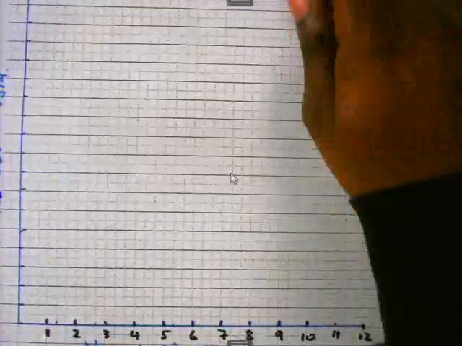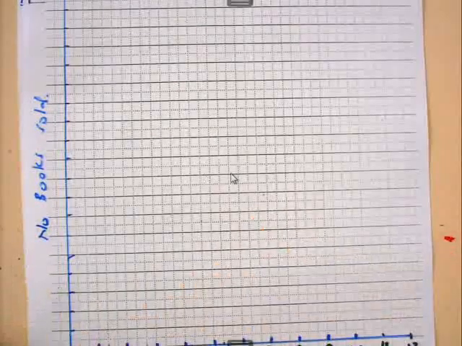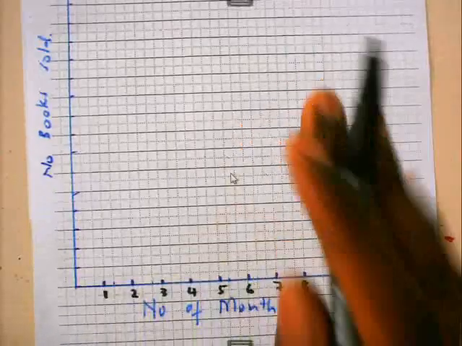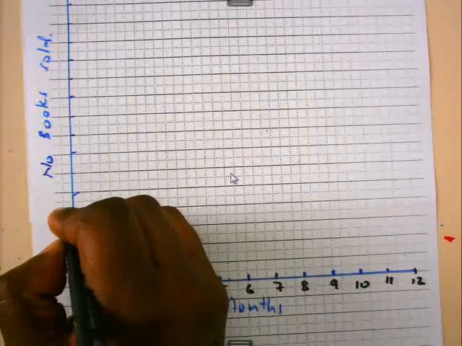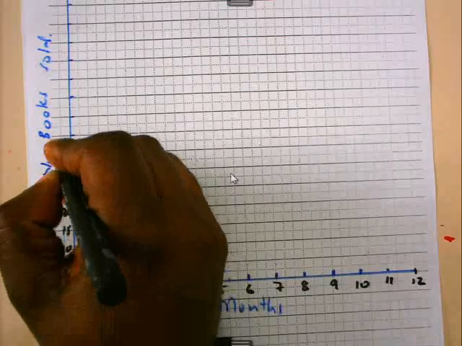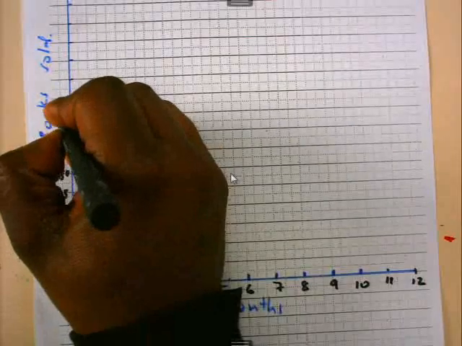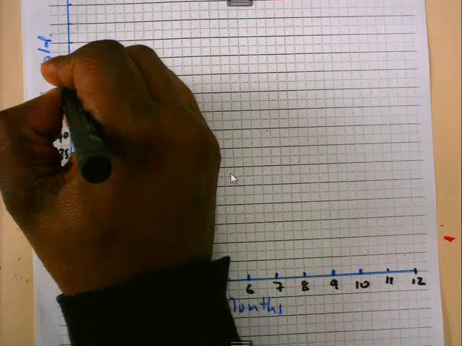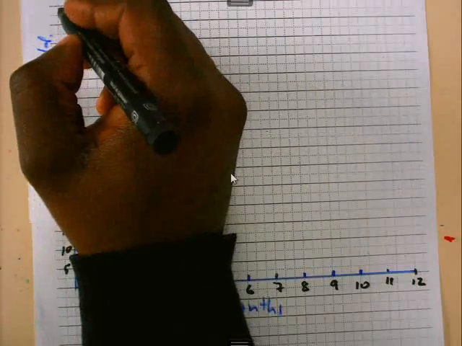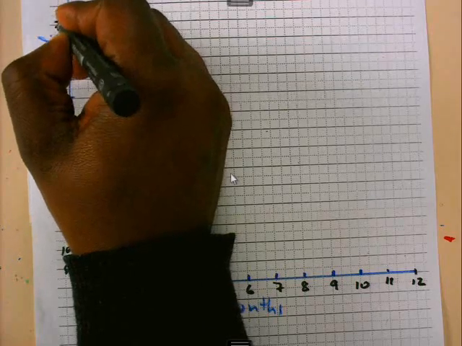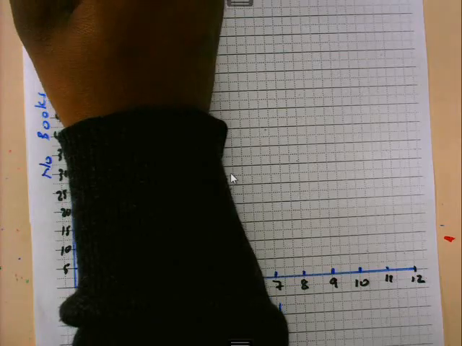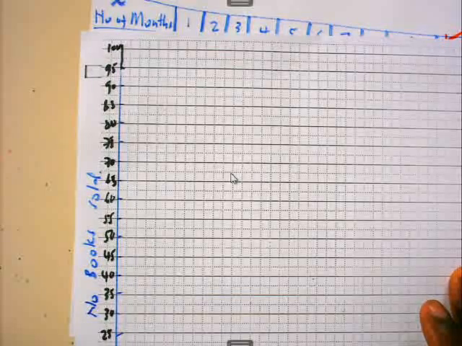So we can just keep an interval here because to capture all the books sold, we can just have an interval maybe of 5, 10, 15, 20, 25, 30, 35, 40, 45, 50, 55, 60, 65, 70, 75, 80, 85, 90, 95, we have somewhere there 100. Good. That will be the number of books sold.